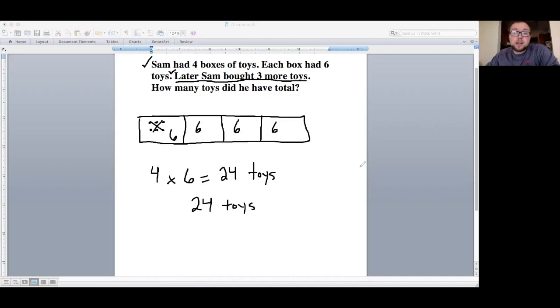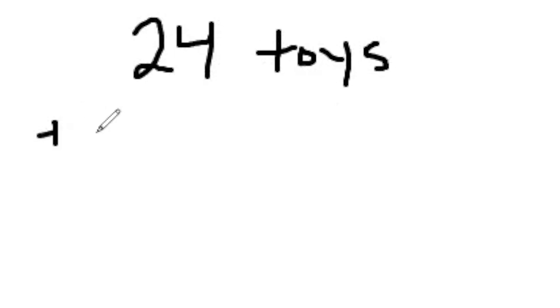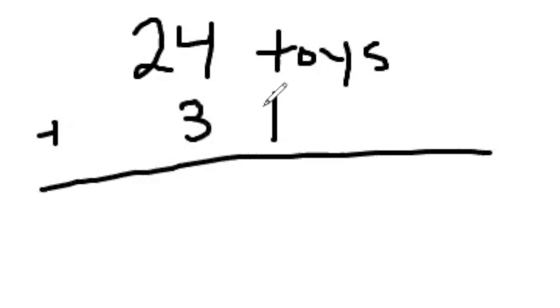Okay, and he bought 3 more toys, right? So if he had 24 toys to begin with, and he buys 3 more, how many is he going to have? Very simple, right? We're just going to add 3. We're going to line it up vertically, okay? 24 toys plus 3 toys. And always label your answer.